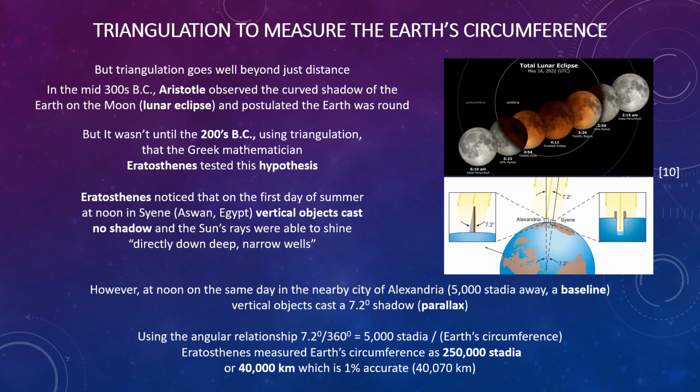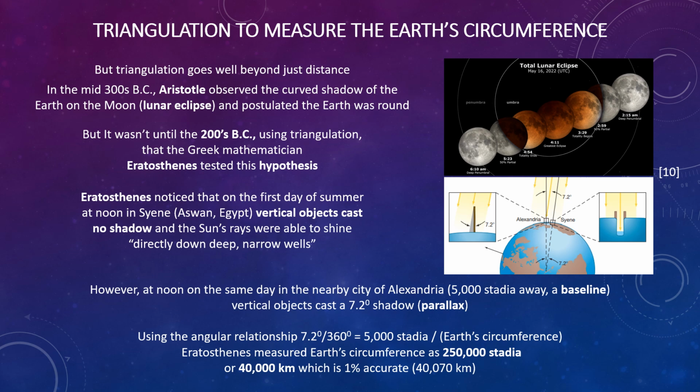Triangulation can be used for more than just measuring distances, though. In the mid 300s BC, Aristotle saw the curved shadow of the Earth on the moon during a lunar eclipse and postulated that the Earth was round. But it wasn't until the 200s BC that using triangulation, the Greek mathematician Eratosthenes was able to test this "is the Earth round" hypothesis. So Eratosthenes noticed that on the first day of summer at noon in Syene, now Aswan, Egypt, vertical objects cast no shadow, and that the sun's rays were able to shine directly down deep, narrow wells.